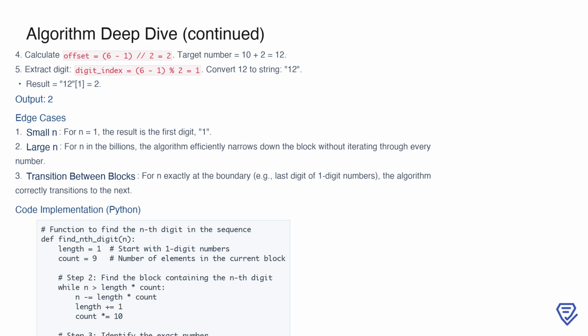The starting number for two-digit numbers is 10, and the offset within the block is calculated as (6 - 1) divided by 2, which equals 2.